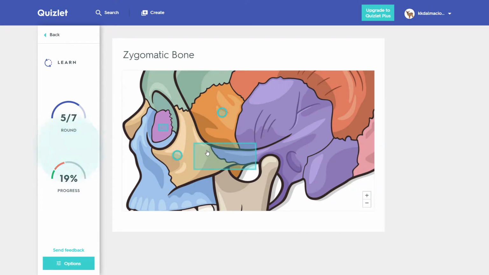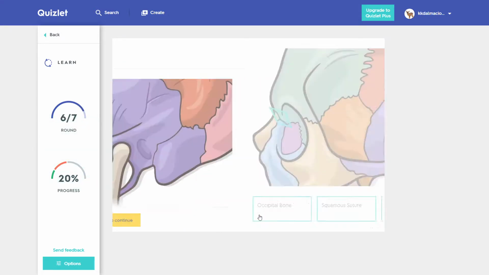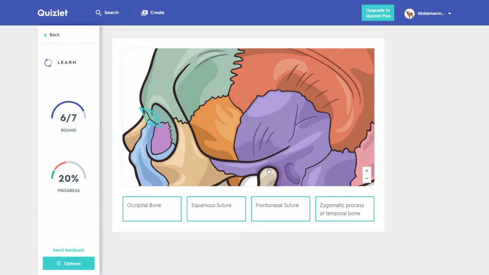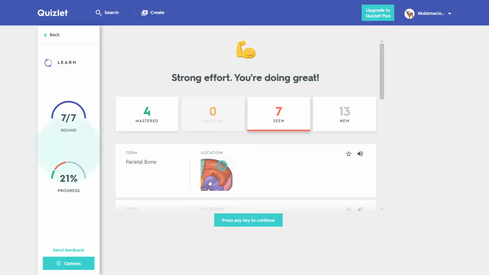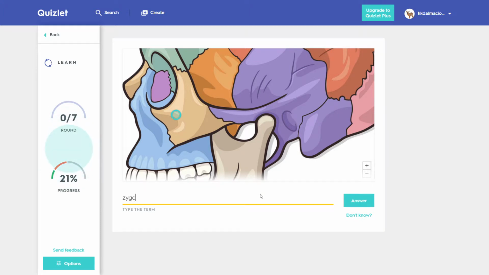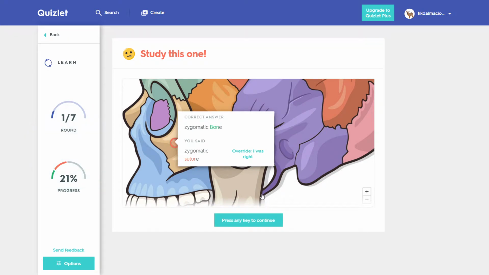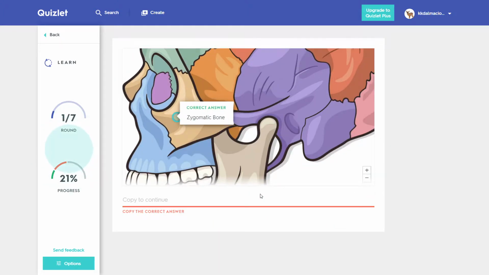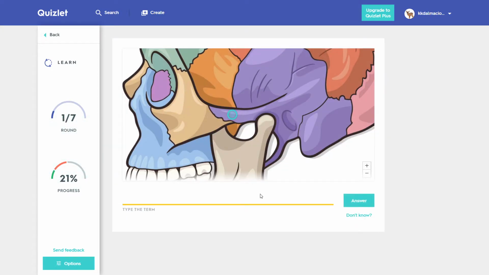Okay, zygomatic bone. The zygomatic bone is more on the cheek, so it's probably this one. Frontonasal suture. Yeah. Strong effort. You're doing great. Wow, we're building muscle in the brain. Okay, zygomatic suture. That is the cheek. What? Zygomatic bone. There's a difference, you know. Okay, I'll go for that. Zygomatic bone. Okay, you happy now?